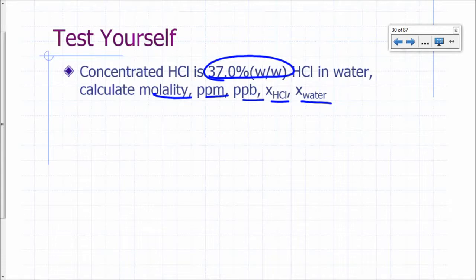So percent by weight. What would be a good number to assume there? Anytime you have percentages, you can assume 100 for the denominator, right? It doesn't matter what you really assume, because when you take these ratios, you end up with essentially the same number. So in this case you assume you have 100 grams of solution.